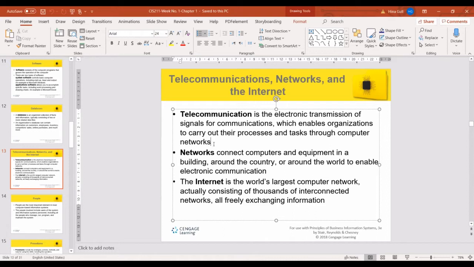For example, you have wireless connectivity. You also have wired connectivity. In wired, you have different types of wire connection. Can you tell me? Internet is very fast nowadays. Why? Fiber optic. Yes, fiber optic.